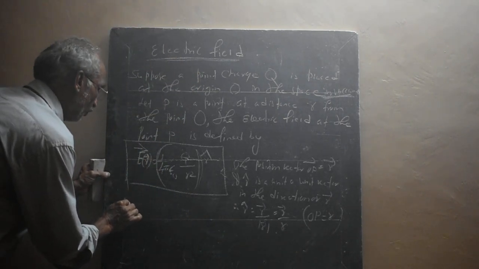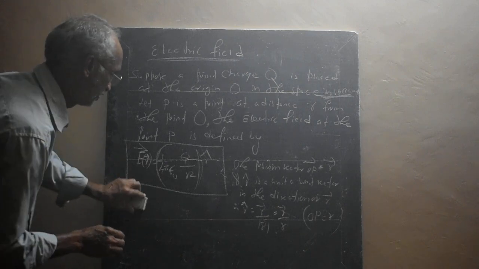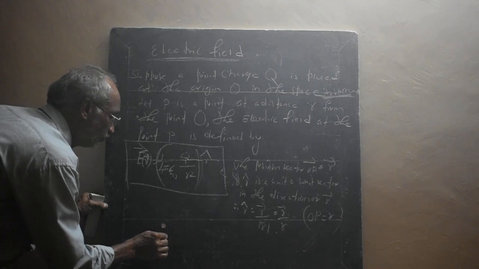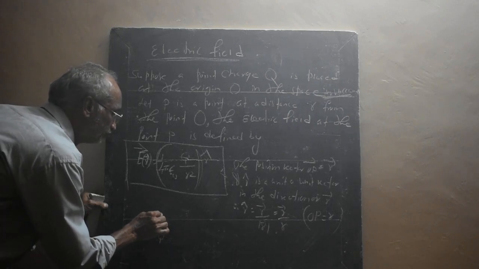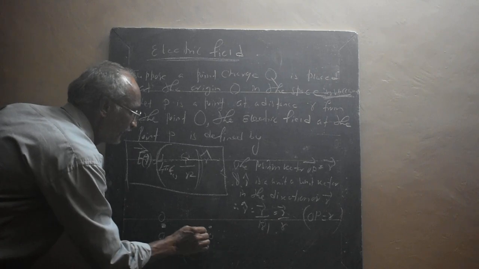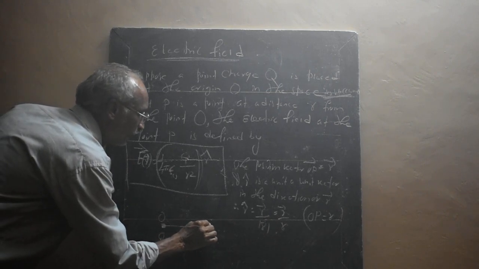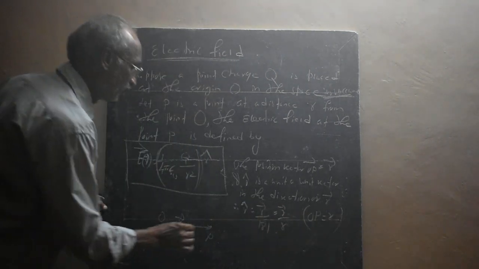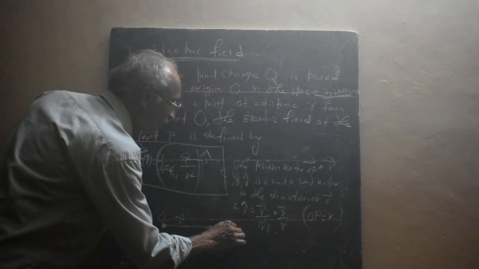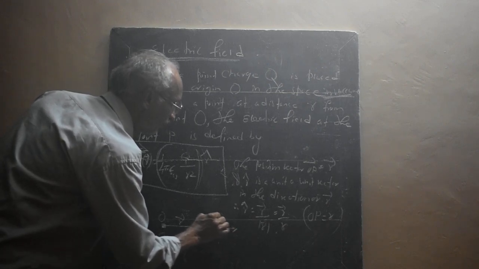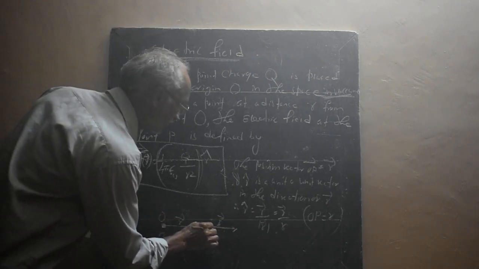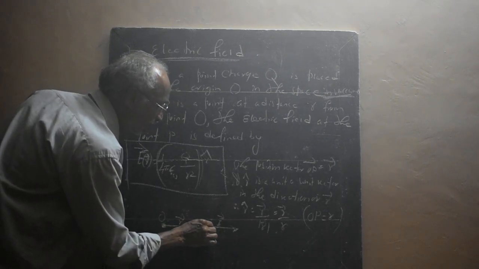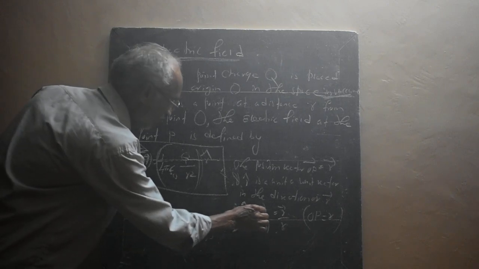So write down the note here. I will give the figure. Here is the charge Q at the point O, and here is the point P. Then OP bar is R bar, the distance OP is R, and here is the field E bar. E bar is in the direction of R cap, and R cap is always in the direction of R bar.